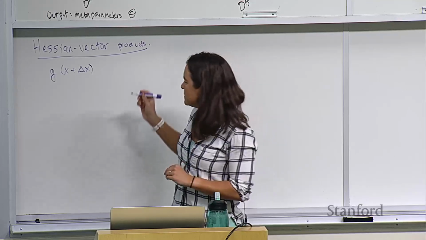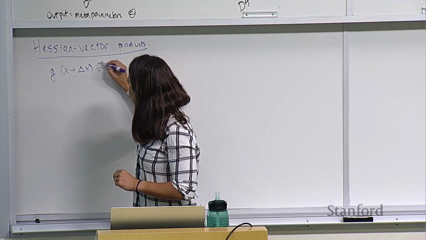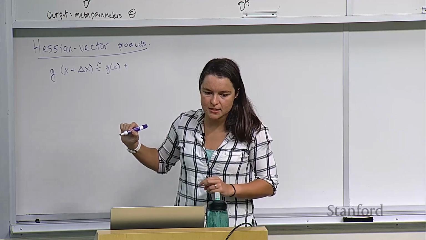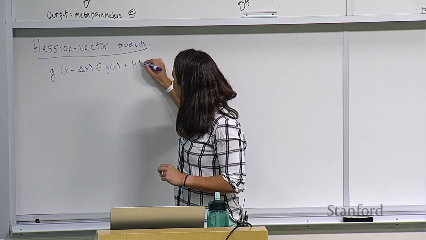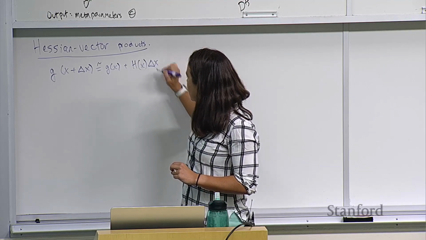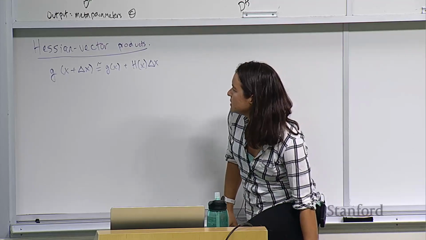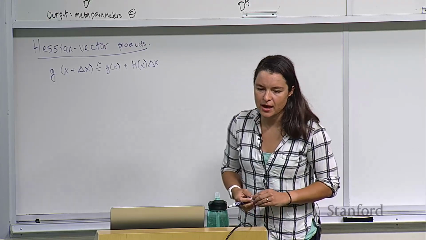Then we know that this is roughly equal to g of x plus h of x times delta x. So this is just a kind of typical Taylor expansion.